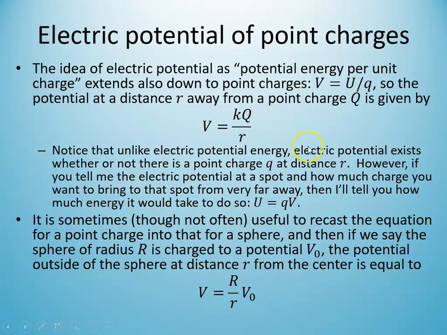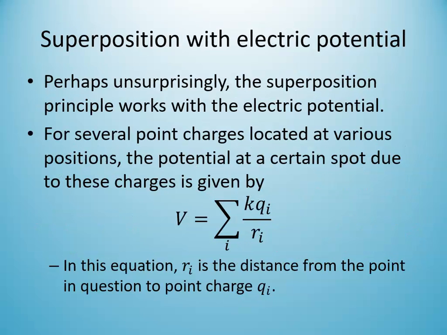But remember, since electric potential for a point charge is proportional to 1 over radius, the ratio of electric potentials due to that point charge is equal to 1 over the ratio of radial positions. What is it for multiple charges? It's the same thing. In other words, the superposition principle applies.